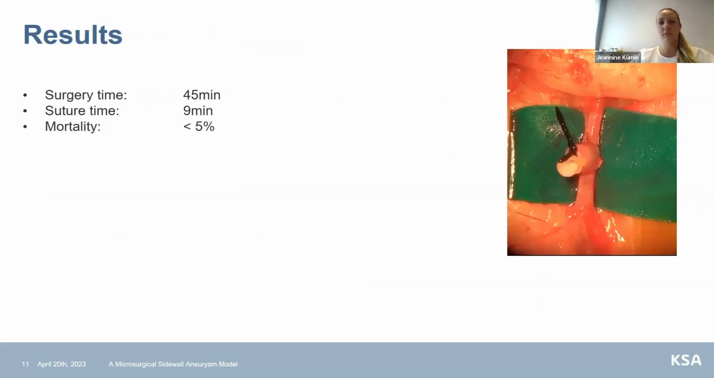And for the results, it's quite a fast surgery with a learning curve, but at the end, the surgery time was around 45 minutes with a suture time of around 9 minutes and a very low mortality rate of below 5%.